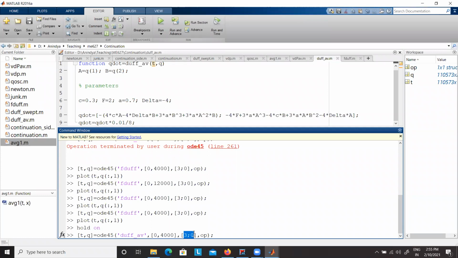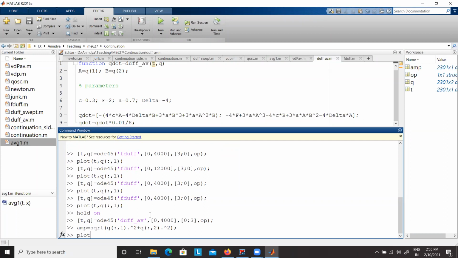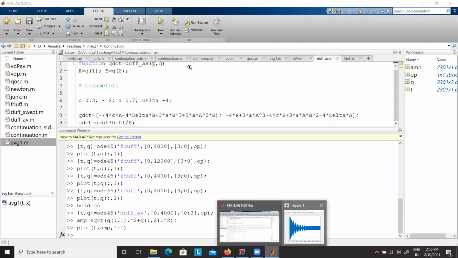And I have another solution. Okay. And then I will do amplitude is equal to square root of Q1 square plus Q2 square. And then I will say plot T amplitude in red. Okay. Let us see how it works. So you see that is the averaged equation.